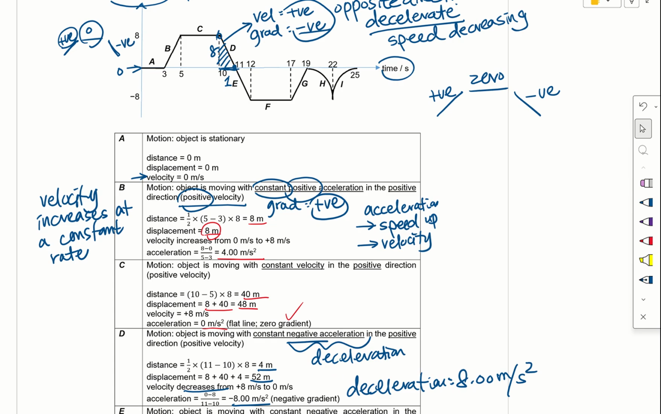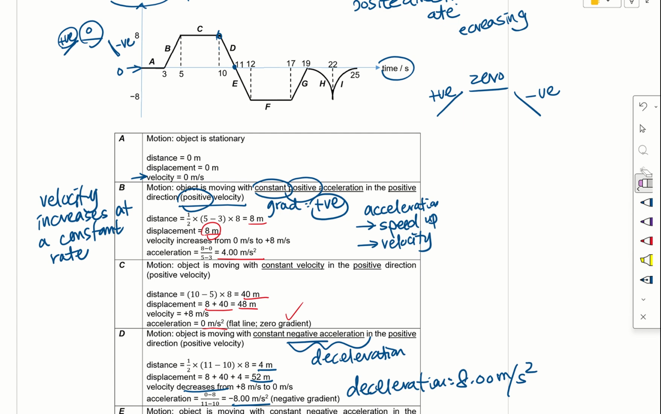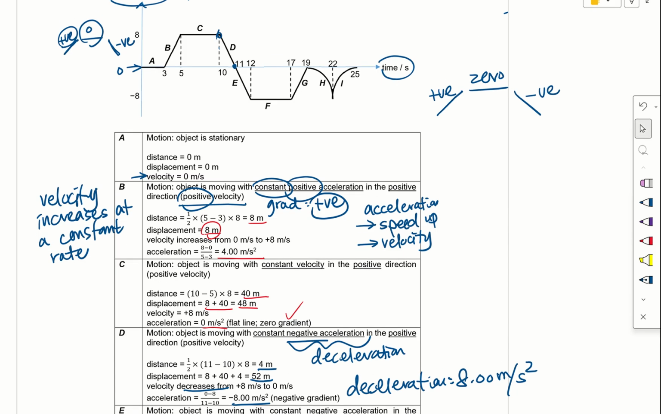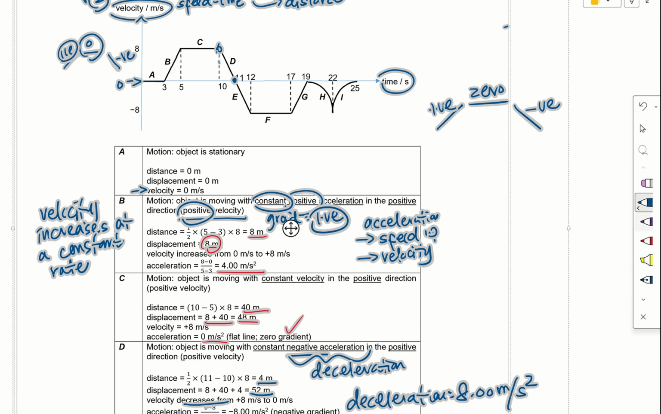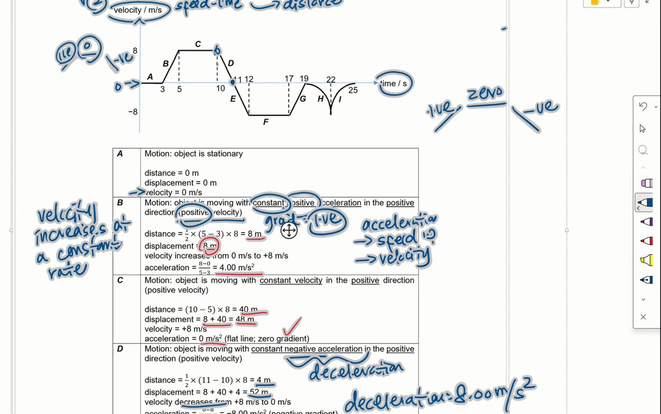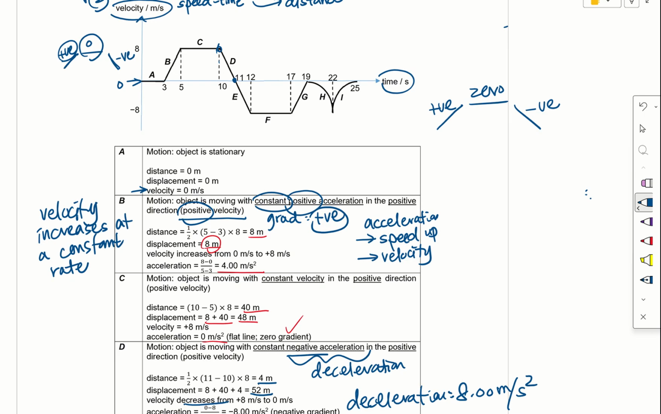So can we go to the next part, which is E? Let me clean this a little bit. You can review in the video. Okay, so for E, from 11 to 12 seconds, the velocity is negative. Why is that so? Because it is below the x-axis. The velocity is negative, right? It went from 0 to minus 8.